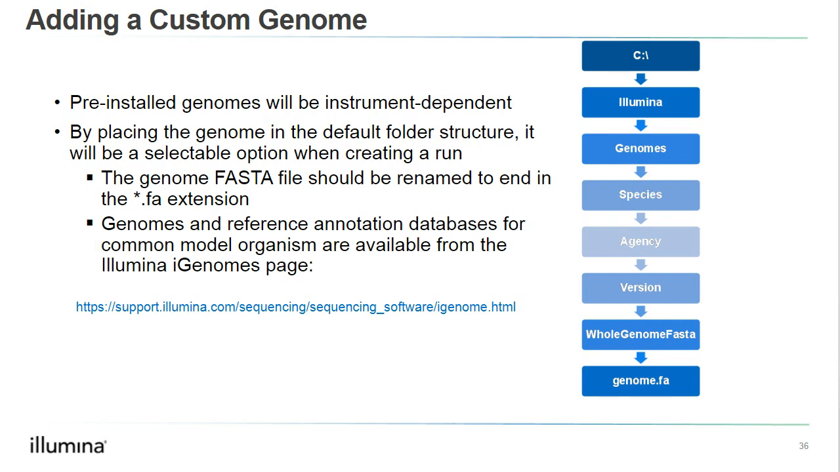If you're downloading the information from iGenomes, you'll have the folder structure already correct. If you're installing a custom genome as a FASTA file, you need to make sure that the files are in this folder structure of species, agency, version, whole genome FASTA, and then genome.fa. That's also described in the software guide and is again the same as version 2 if you're familiar with that.